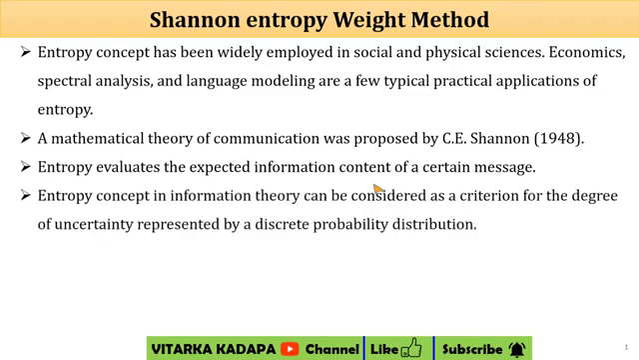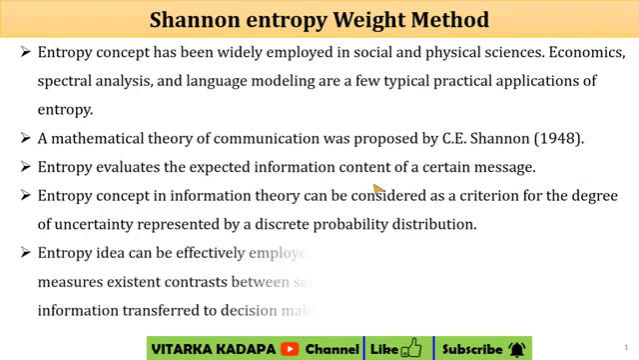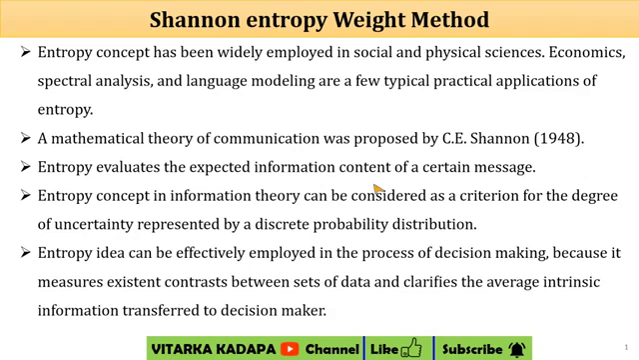Entropy in information theory can be considered a criterion for the degree of uncertainty represented by a discrete probability distribution. The entropy idea can be effectively employed in decision making because it measures existing contrasts between sets of data and clarifies the average intrinsic information transferred to the decision maker.